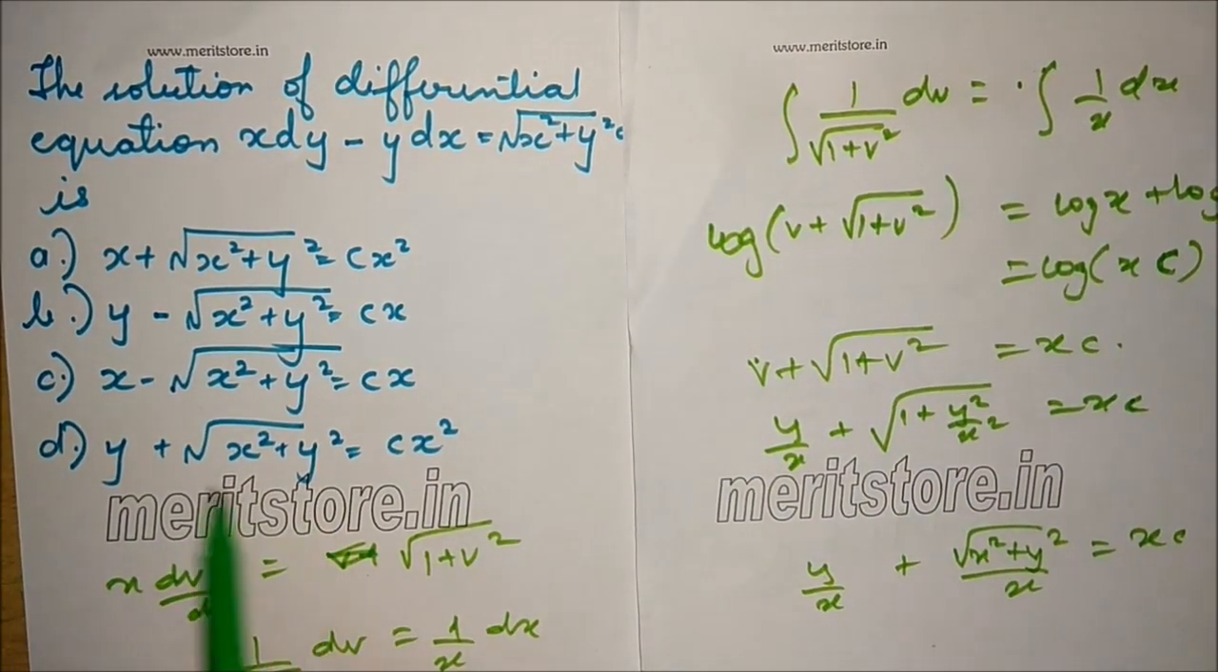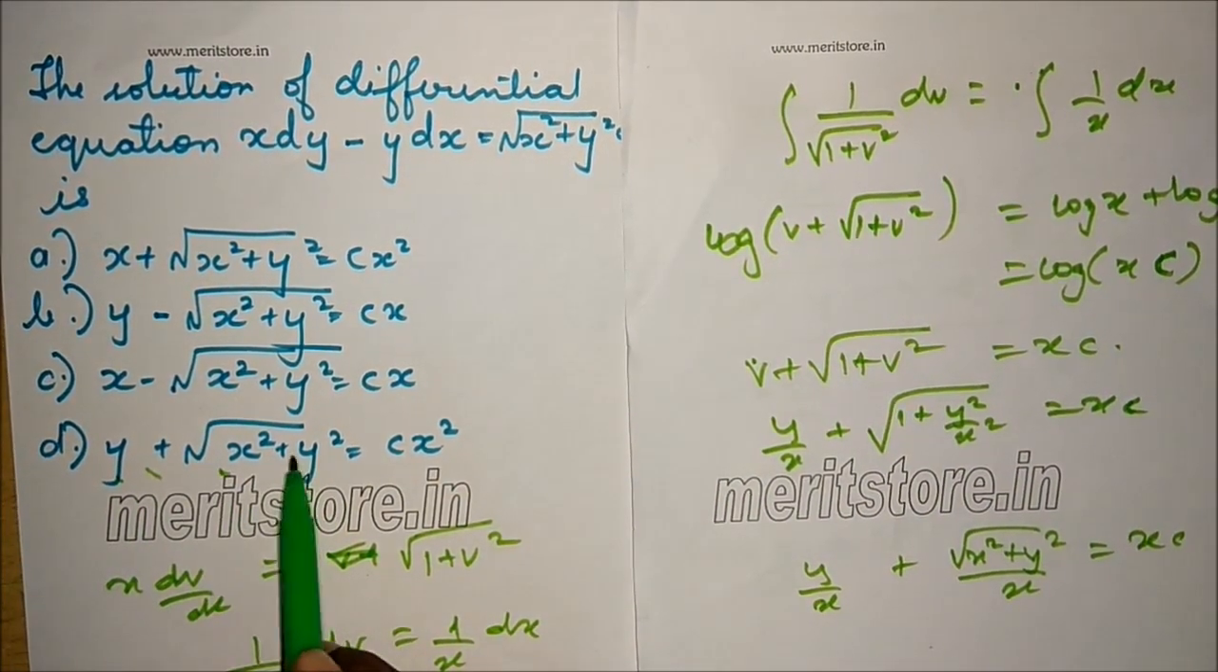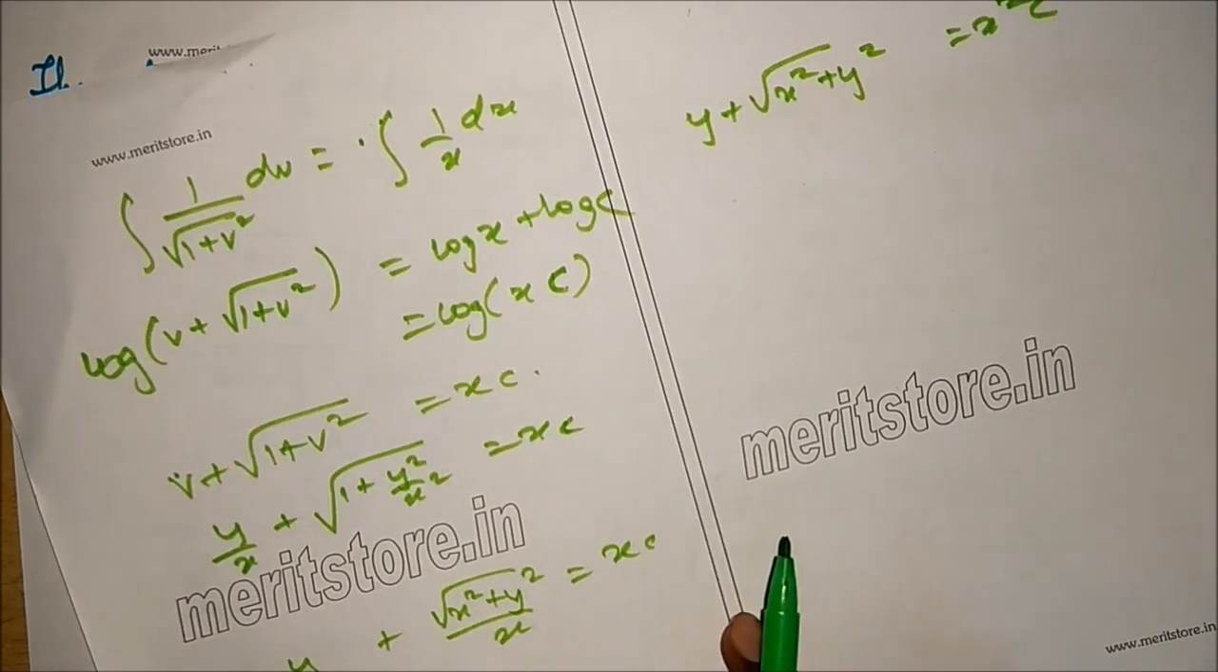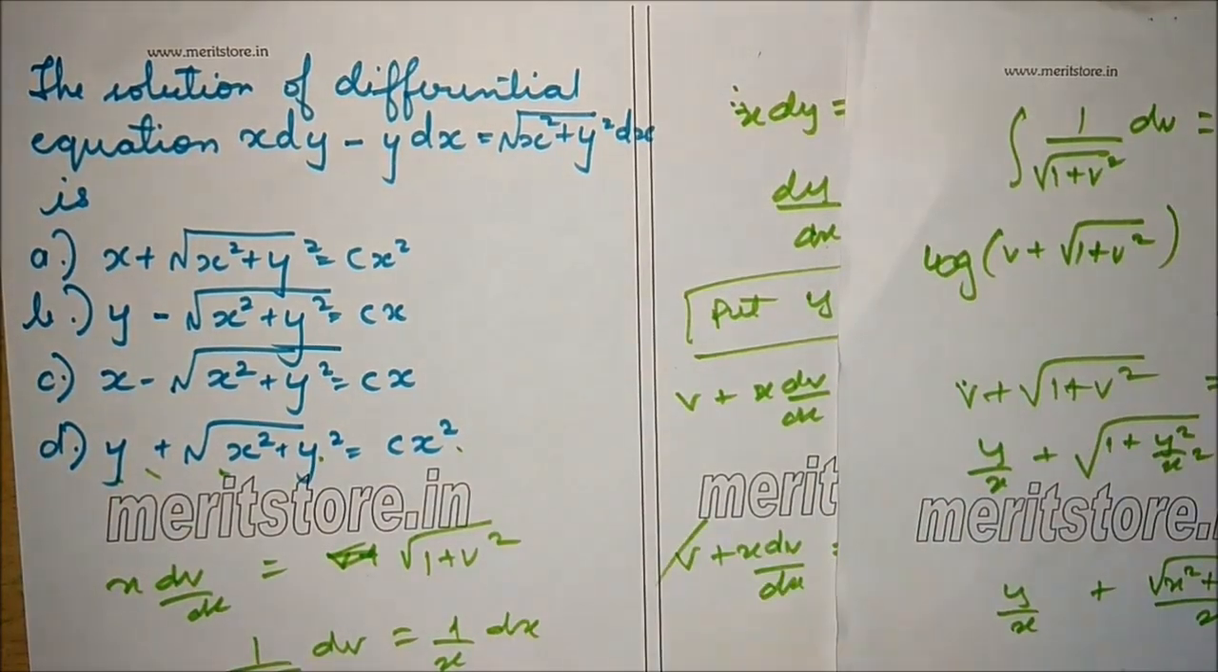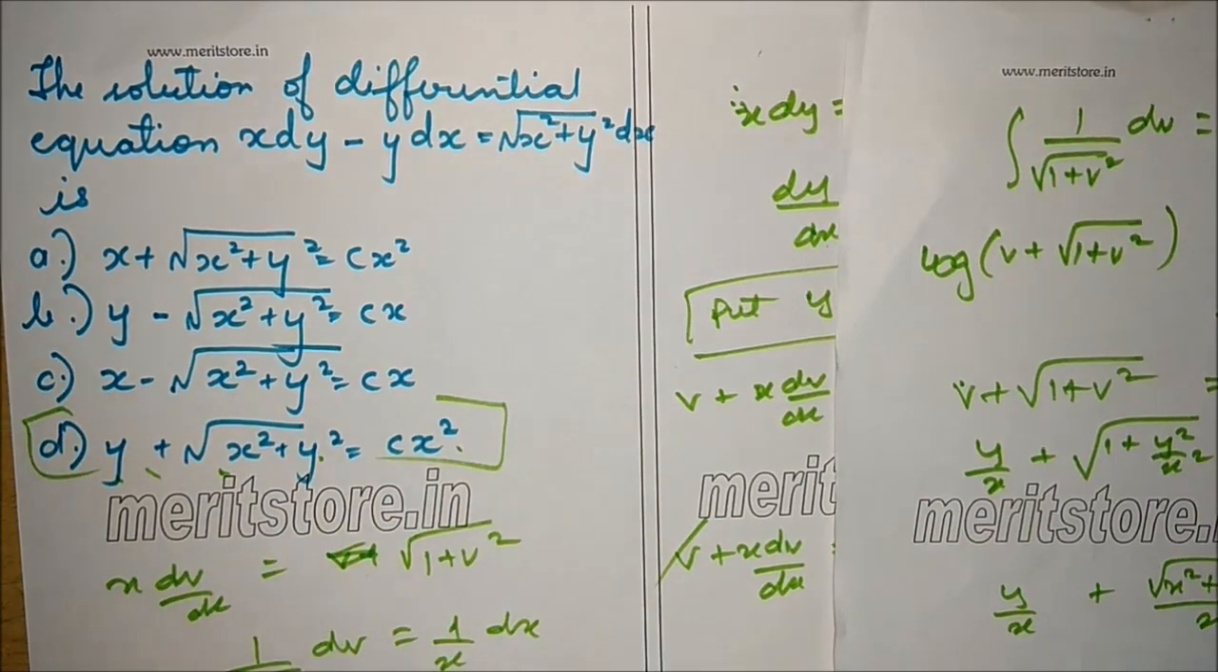So we can see y plus root of x square plus y square equals x square c is the answer. So D is the answer.